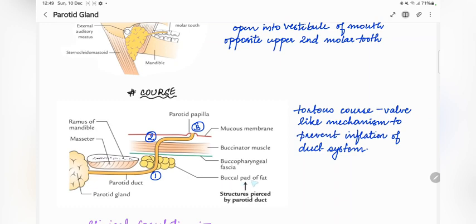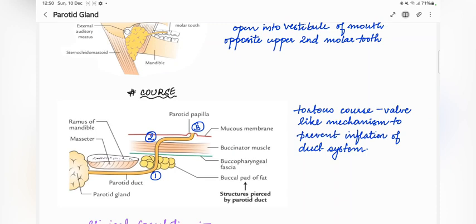The structures pierced are the buccal pad of fat, buccopharyngeal fascia, the buccinator muscle, and then after piercing the buccinator muscle, the parotid duct again runs forward by taking the second bend. We can see the second 90-degree bend here, for about 1 cm between it and the buccal mucosa. Then again it turns medially with the third bend and opens into the vestibule of the mouth, opposite the second molar tooth. So this tortuous course of the duct acts like a mechanism to prevent the inflation of the duct system during excessive blowing of the mouth, as we can see in the case of trumpet blowing.